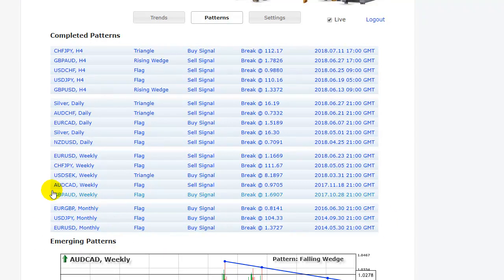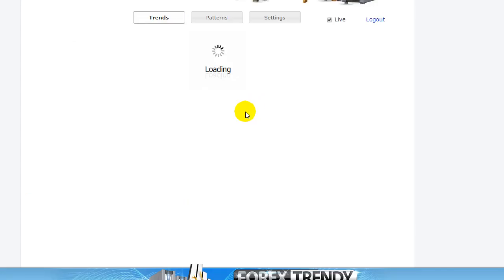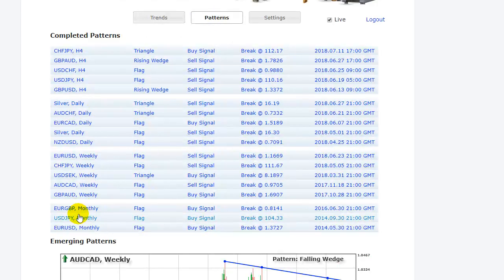And this, I've got all pairs checked. All the Forex pairs, silver, oil, and 4-hour, daily, weekly, and monthly. Reliability medium, charts 20, it's just how many load up on the screen. Completed patterns per time frame 5. Okay, so this is my standard settings. I don't change them at all, as you know. So the monthly, we have nothing. So let's move on. 2017, nothing.